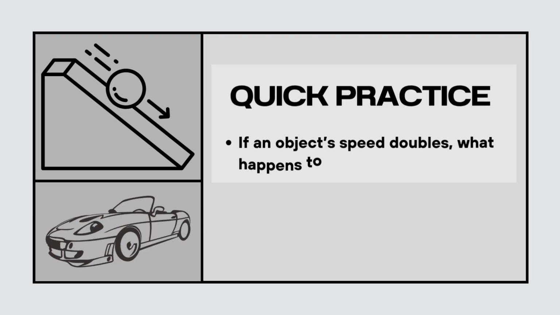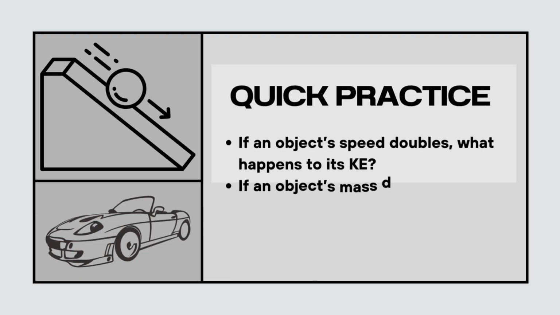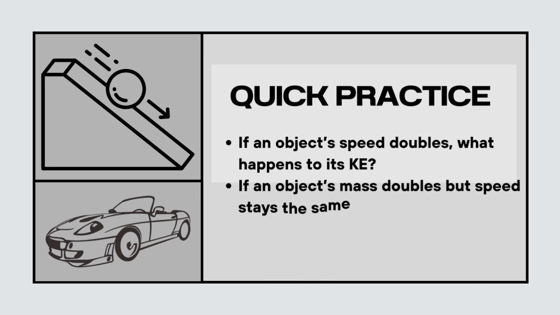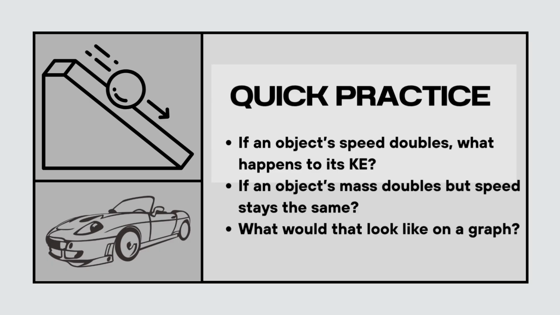Here's a quick practice. If an object's speed doubles, what happens to its kinetic energy? If an object's mass doubles but the speed stays the same, what would that look like on a graph?